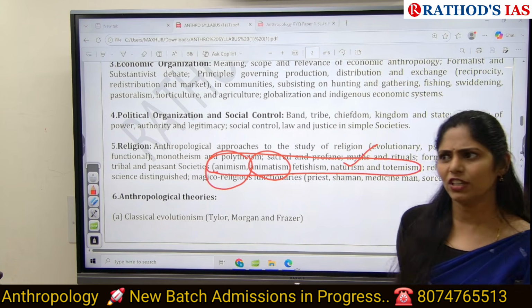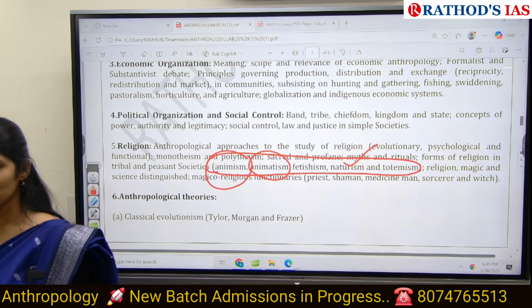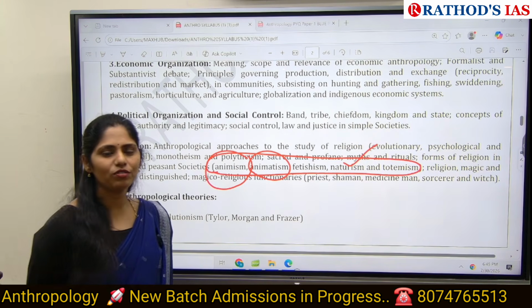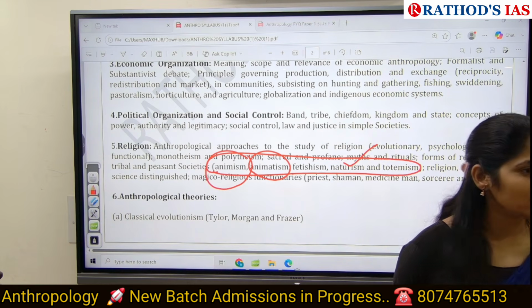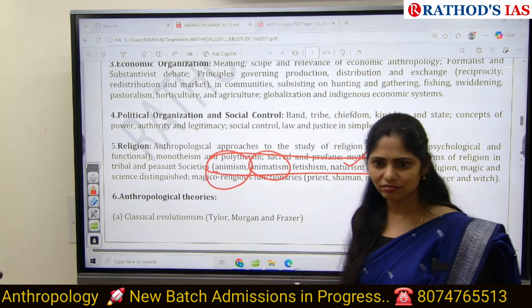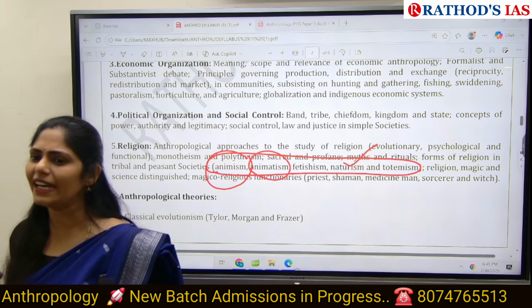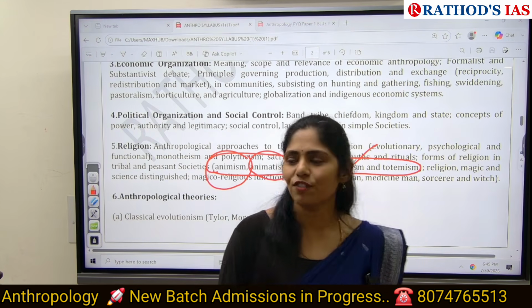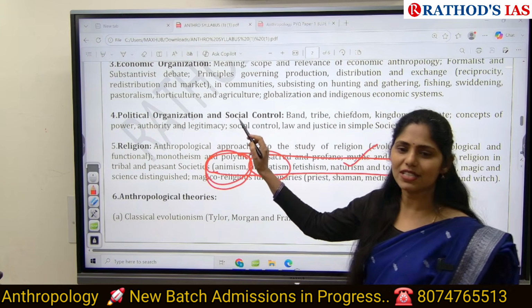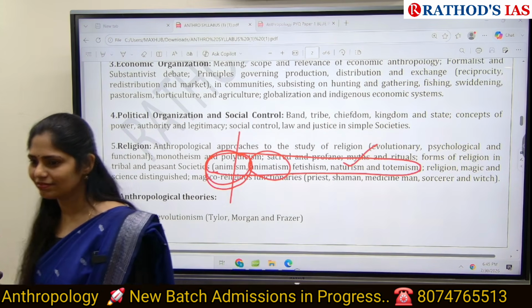Do you know this? If there is any pushkaras in AP, we are going to have pushkar, no? At that time, what they'll do? Pinda pradanam. Do you know this? What is pinda pradanam? Offering food for the people whom we lost. That means indirectly we are worshipping the souls only. That kind of worshipping of souls is called animism. Why? Because anima means something which is moving.